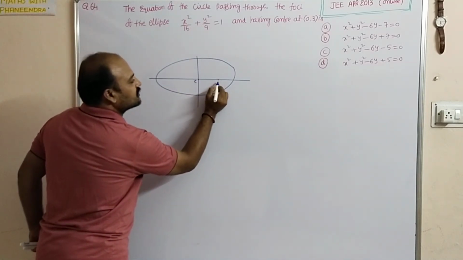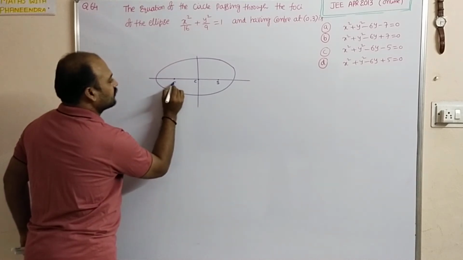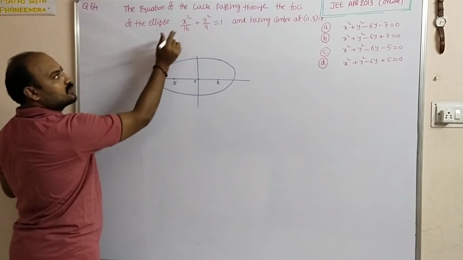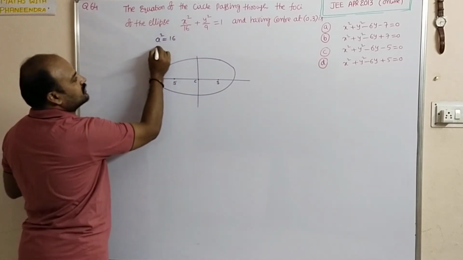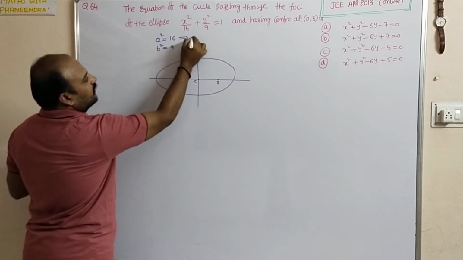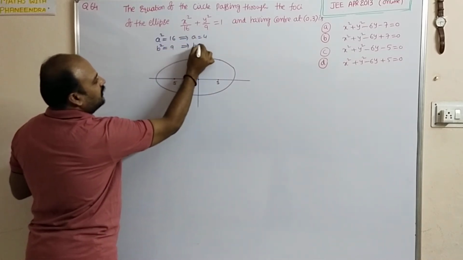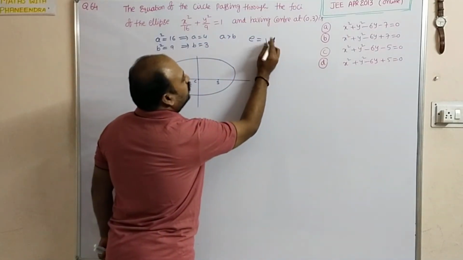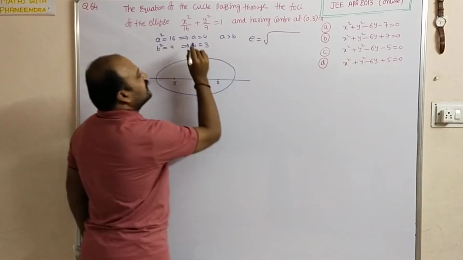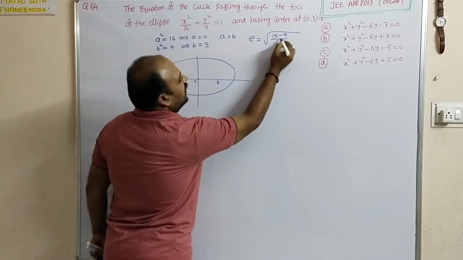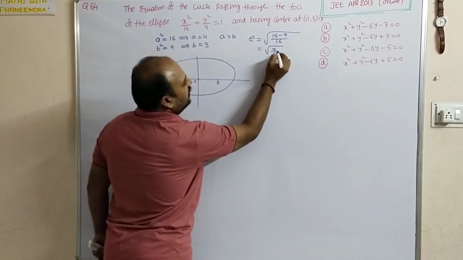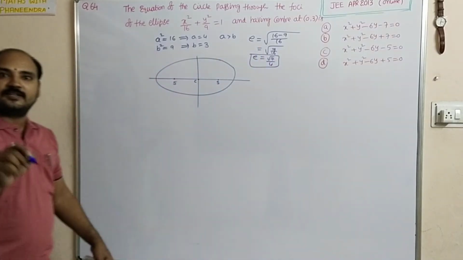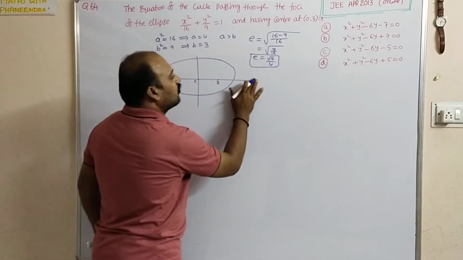Center, these are the foci, S and S dash, and whose center lies on the origin. According to the equation of ellipse, a square equal to 16, b square equal to 9, that implies a equal to 4, b equal to 3. Clearly a is greater than b. Eccentricity first calculate. e equal to square root of (a square minus b square) by a square, 16 minus 9 by 16, so root 7 by 4. After getting the eccentricity, we need to calculate foci.